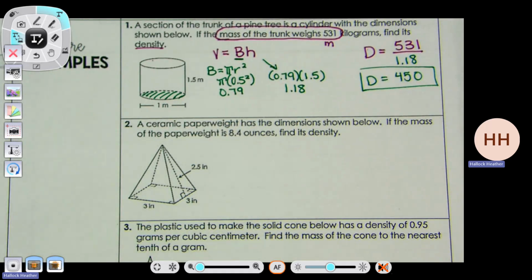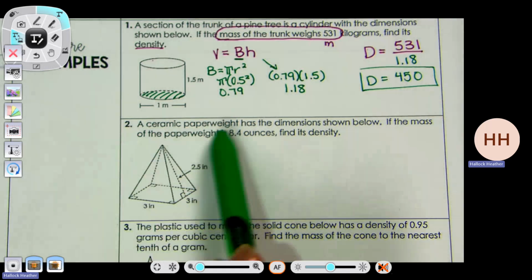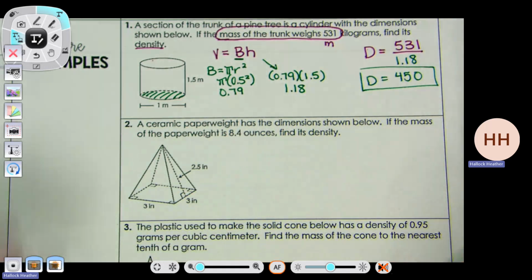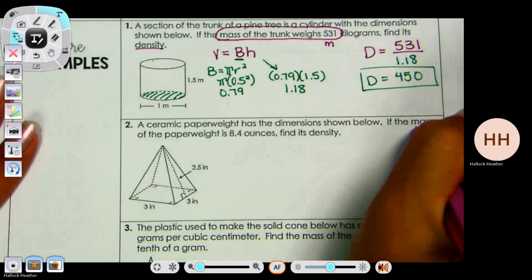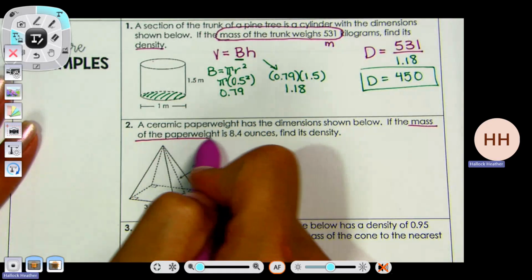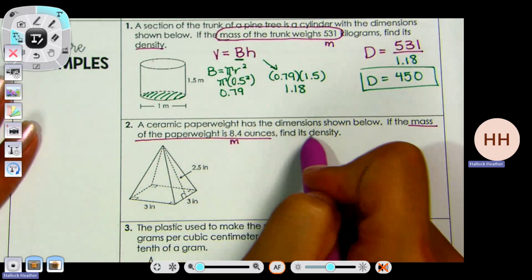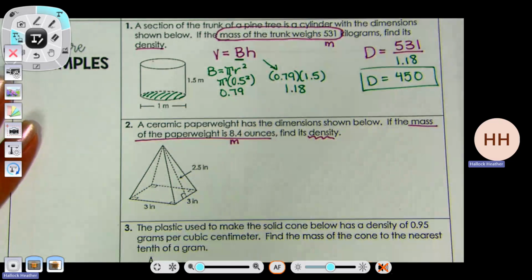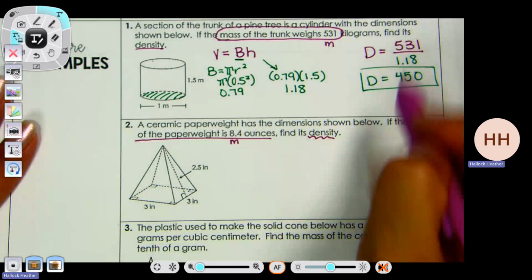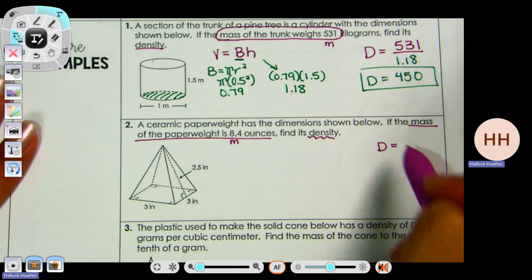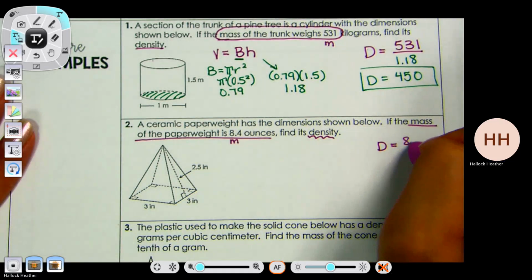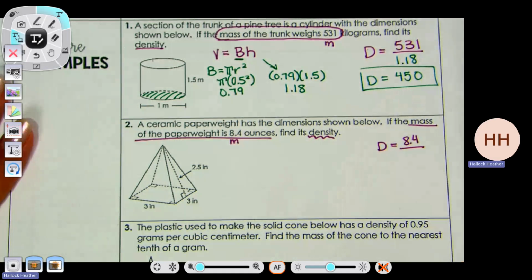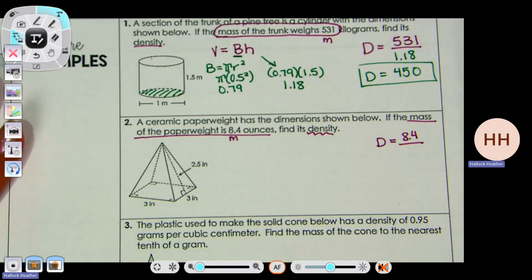Okay, let's go to number 2. Number 2, same thing. A ceramic paperweight has a dimension shown below. If the mass, which is the weight, of the paperweight is 8.4, that's my M. I need to find density. So let's set up our little density problem off to the side. Density equals 8.4 over a mystery number, which I need to find, which is the volume.